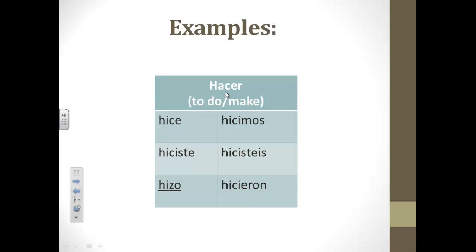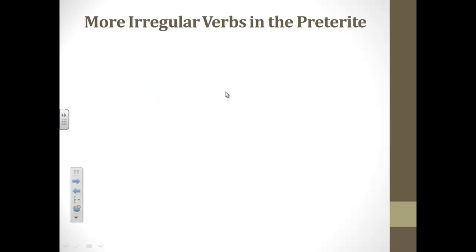Okay, now let's flip to section 3 of your note guide. We're going to talk about a few more verbs that are irregular in the preterite. I would like you, after the video is over, to go back and finish estar, poder, poner, and saber in the preterite. That's what I will check when I come around and check your notes.